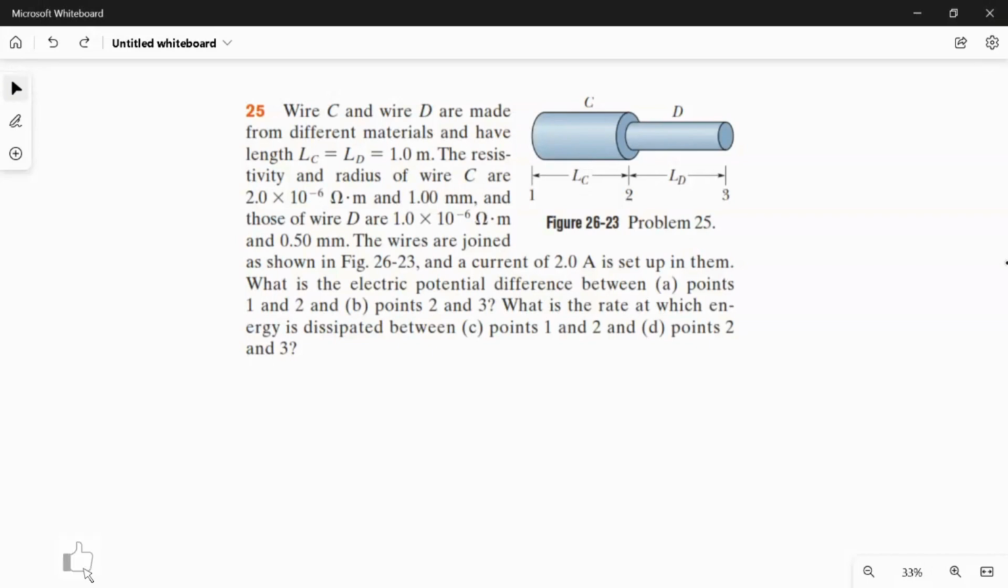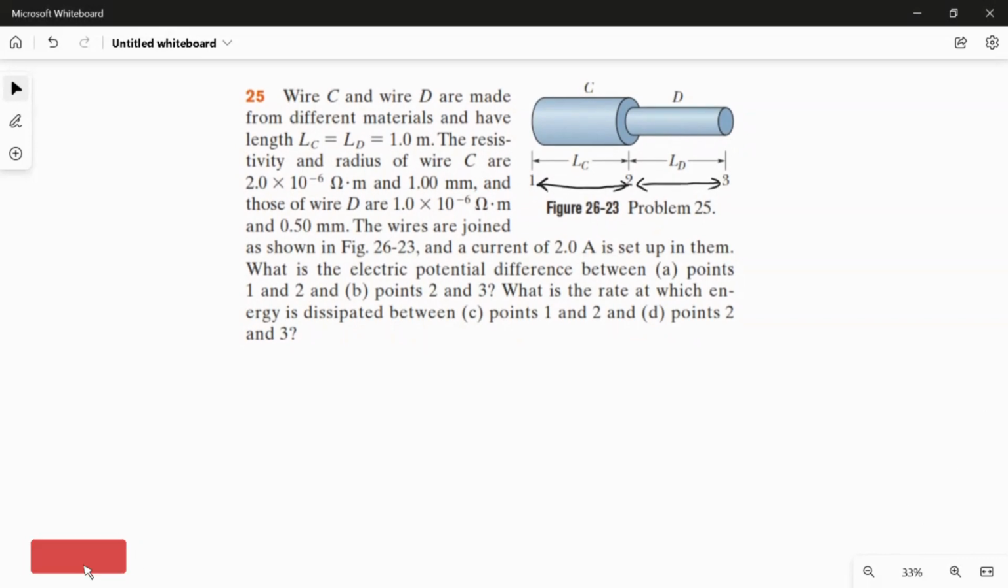By using this, first of all, we are going to find the potential difference between point 1 and 2. That means in this distance, we find the potential difference in the first question. Likewise, we are going to find the potential difference between point 2 and 3. In the third question, we are going to calculate the power between point 1 and 2, and likewise the power between point 2 and 3. So these are the four questions we are going to answer.